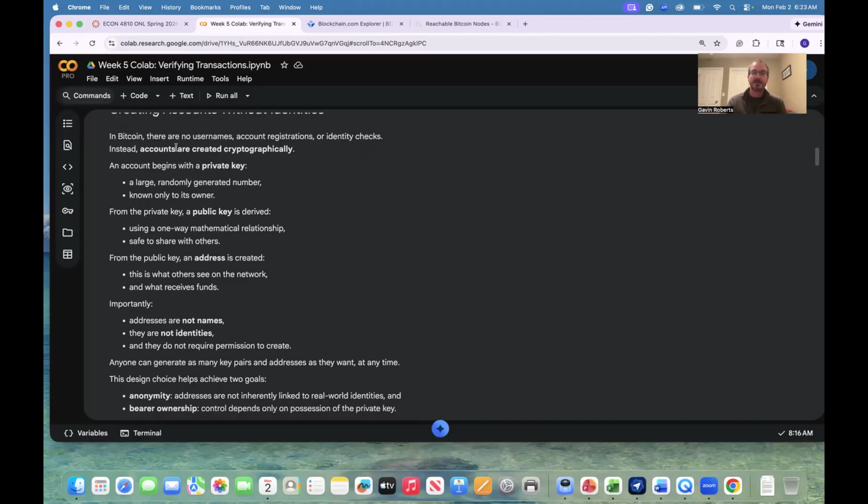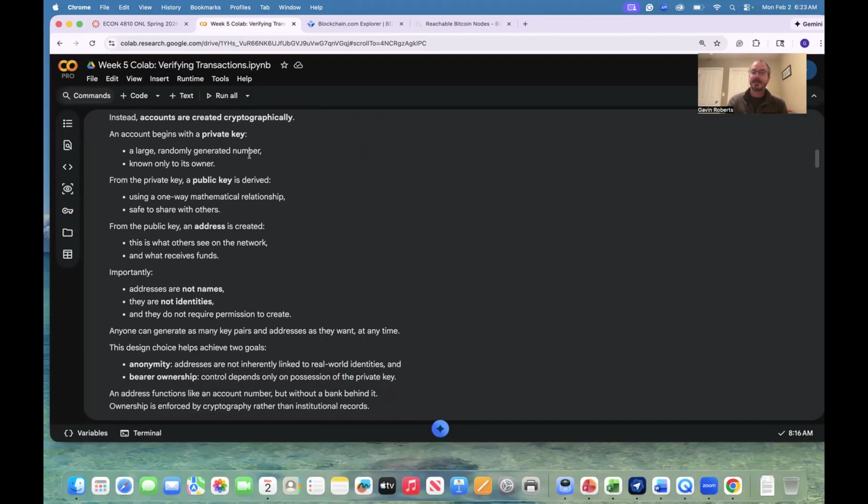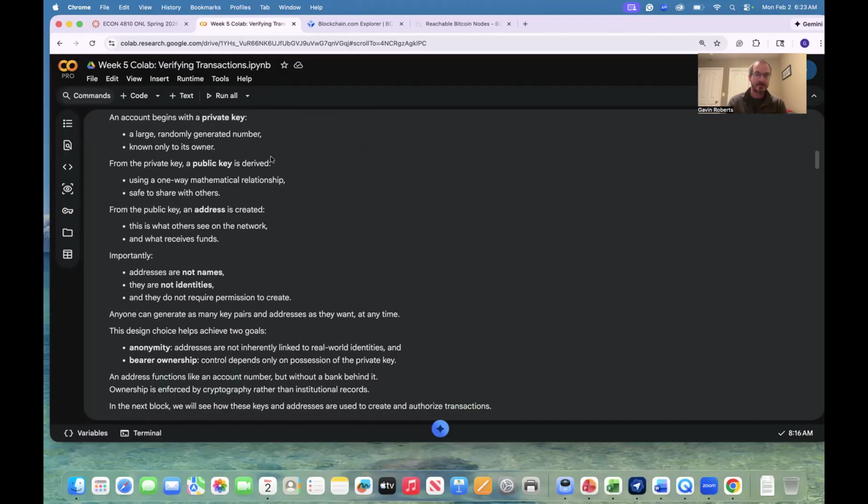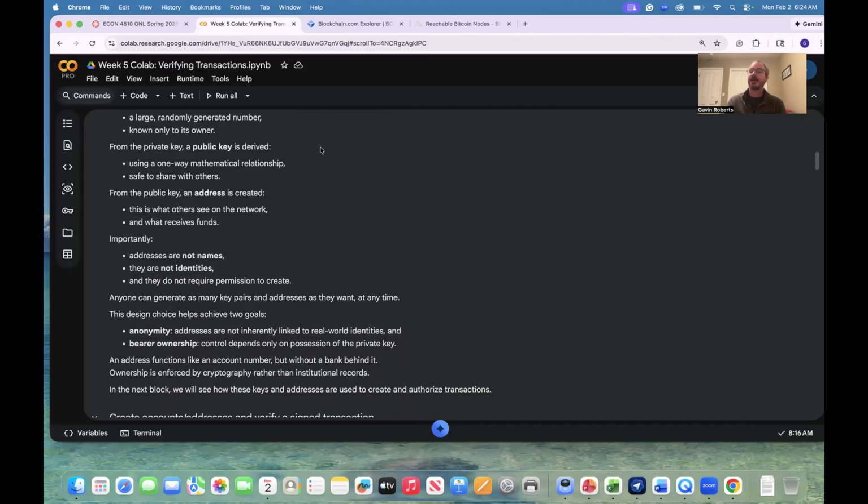In Bitcoin, there are no usernames, account registrations, or identity checks. Instead, our accounts are created cryptographically. How? Using public key cryptography. An account begins with a private key, as we saw last time. Public key cryptography begins with a private key, which is a large randomly generated number, and that hopefully is known only by its owner, or at least that's what would maintain anonymity if it was only known by its owner.